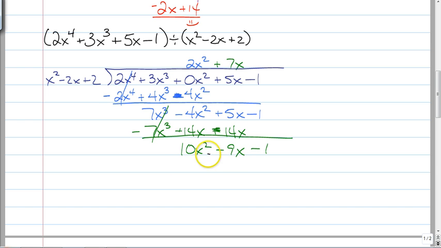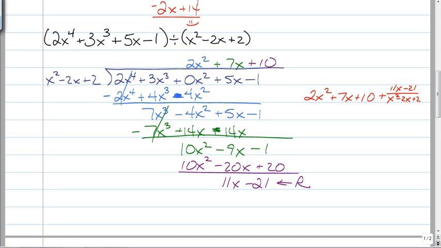If you have this step wrong, go back and look and see if you can figure out what you did wrong and try again. One last step, go get her. So the last thing you were supposed to do is multiply by a 10. You would get this, which would leave you with 11x minus 21. Since you are out of room, that is your remainder.